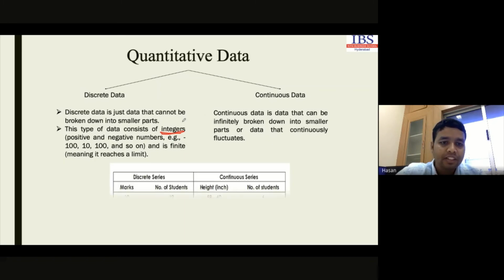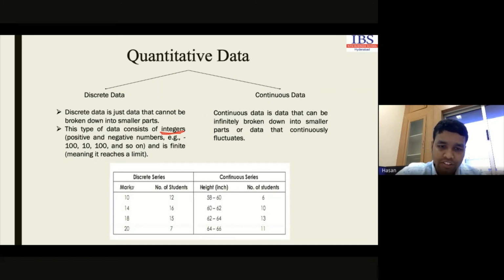Here is the example. Look, this is our discrete data: 10, 14, 18. This is discrete data. Number of students 12. We cannot say 12.5 students. So this is discrete data. But continuous data like height may be anything, maybe 58.5, maybe 58.1 inch, maybe 60.1 inch. So this is continuous data.